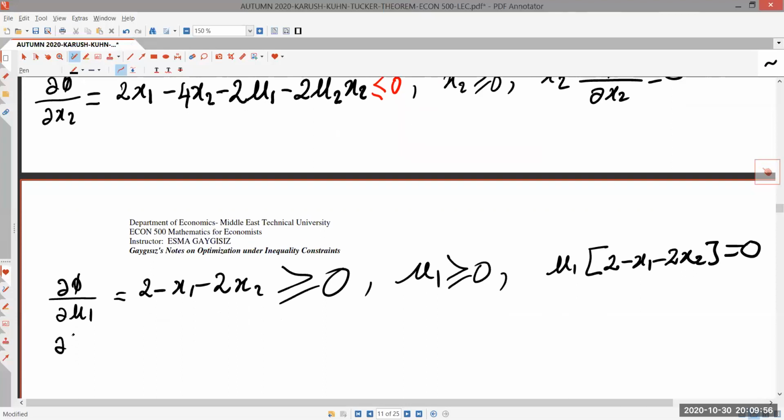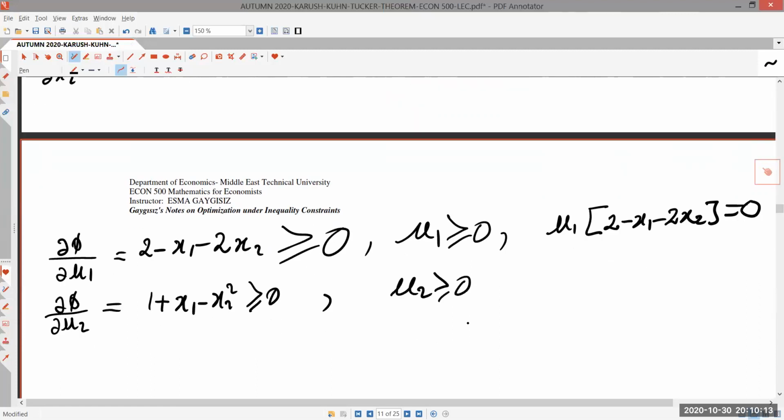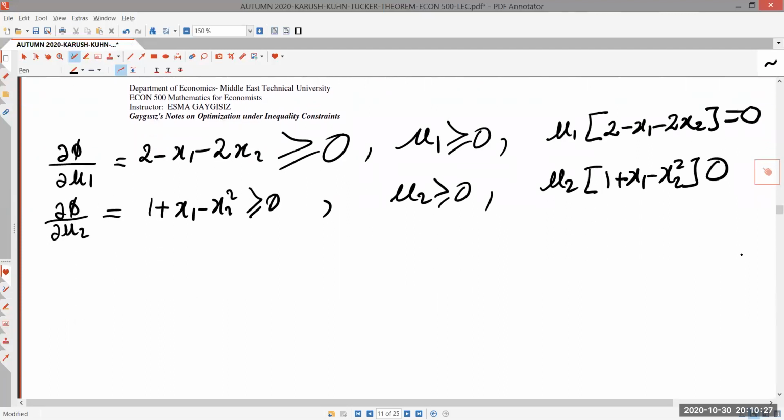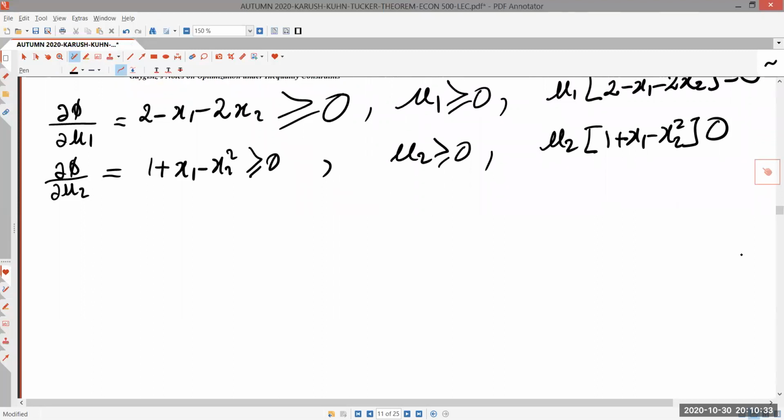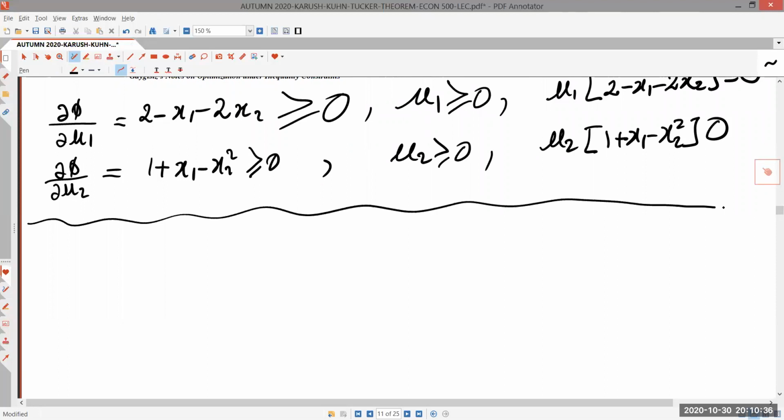And when we come to the other one, mu2 gives us just the function itself. We require this mu2 to be greater or equal to 0 as well, and mu2 times the constraint function must be 0. And what we do, we again basically apply the same logic, and the logic tells us that let us assume that they are all positive.